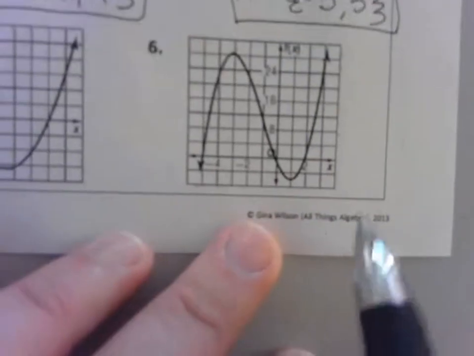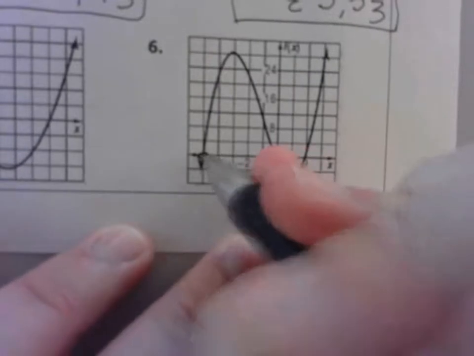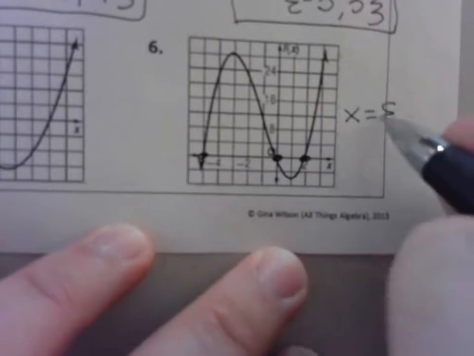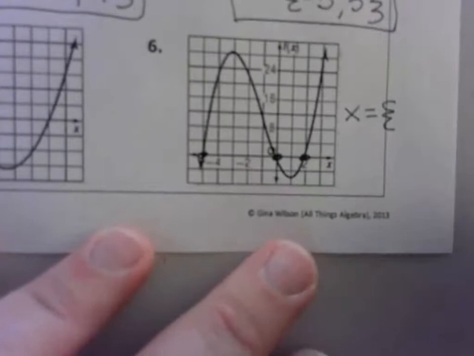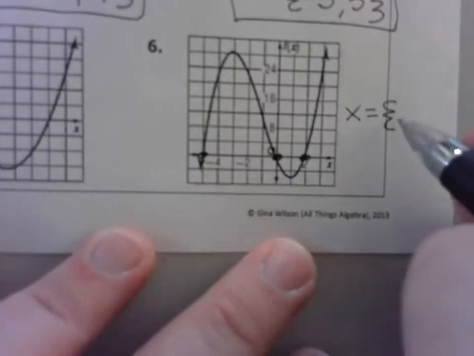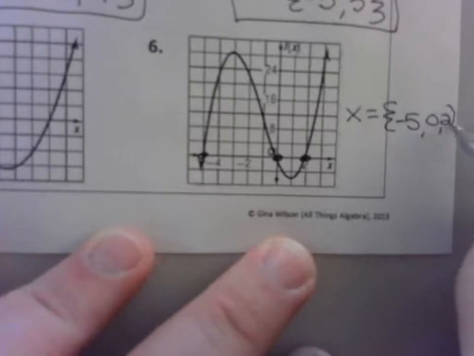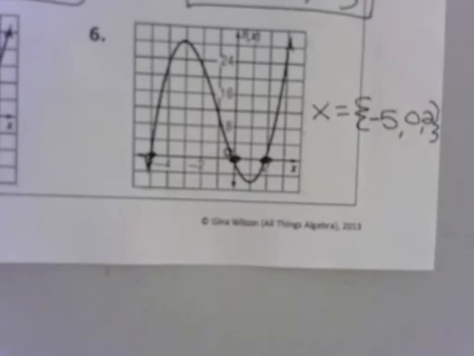Okay, let's look at 6. What's a little different about 6? It crosses 3 times. Right there, and right there. So since it crosses 3 times, I'm listing them, so you put the fancy brackets. And what are the 3 x values where it crosses? -5, 0, and 2. You guys can all do this. We are just looking at a graph and seeing where it crosses the x-axis.